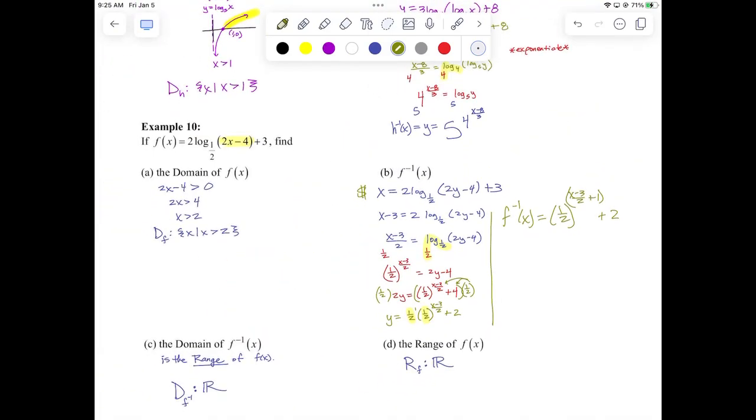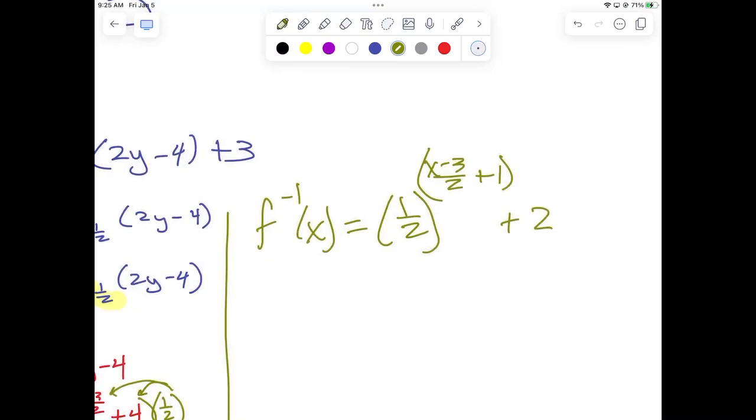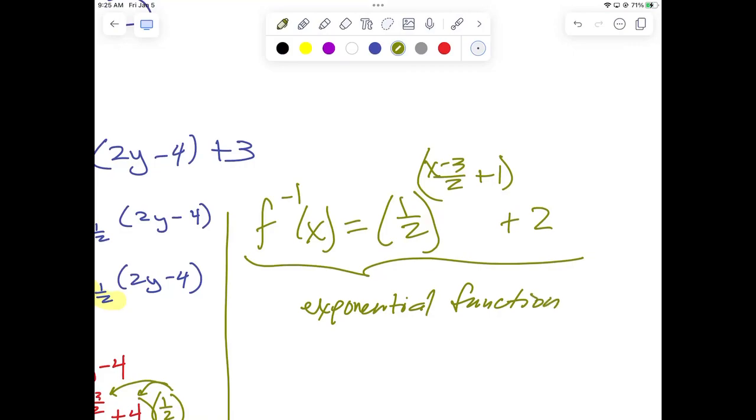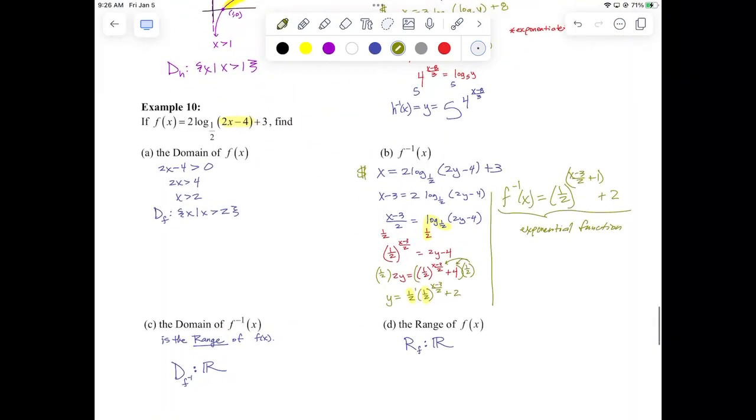Now, if I wanted to answer part C, it says, what's the domain of f inverse? What type of function is f inverse? Is it a polynomial? No. Is it a log function? No. It's an exponential function. And what's the domain of all exponential functions? All real numbers. And that's the range of all log functions, isn't it? Because they're inverses.